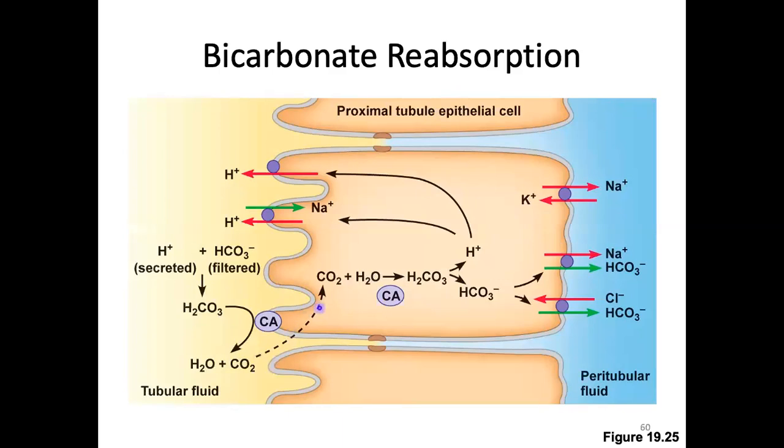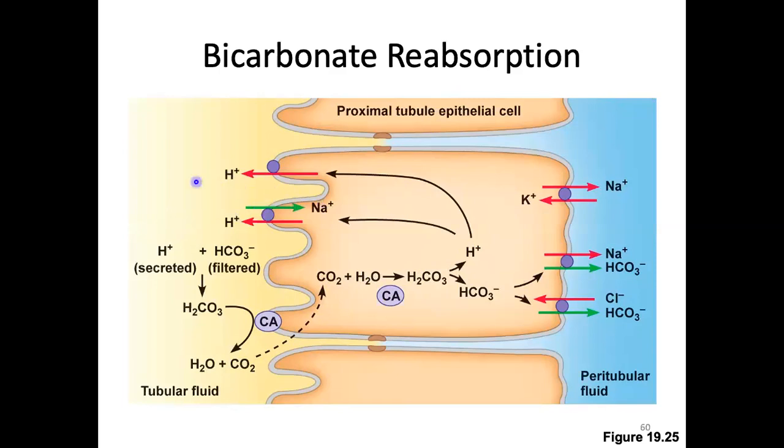Your CO2 gets pulled in, combines with water, hits carbonic anhydrase, and makes carbonic acid. That is going to dissociate into protons and bicarbonate. You're going to pull bicarbonate into the peritubular fluid, or the interstitium. The H plus is going to get kicked out.